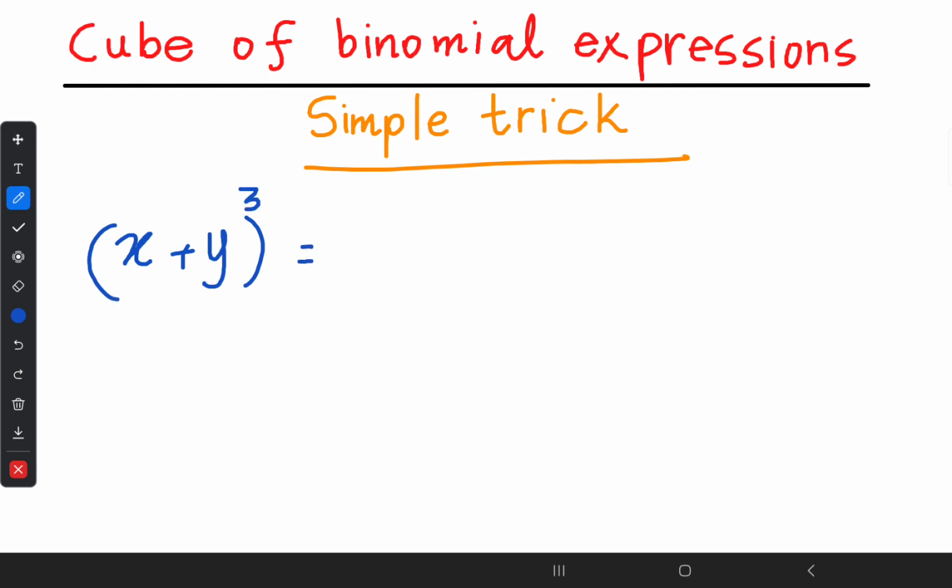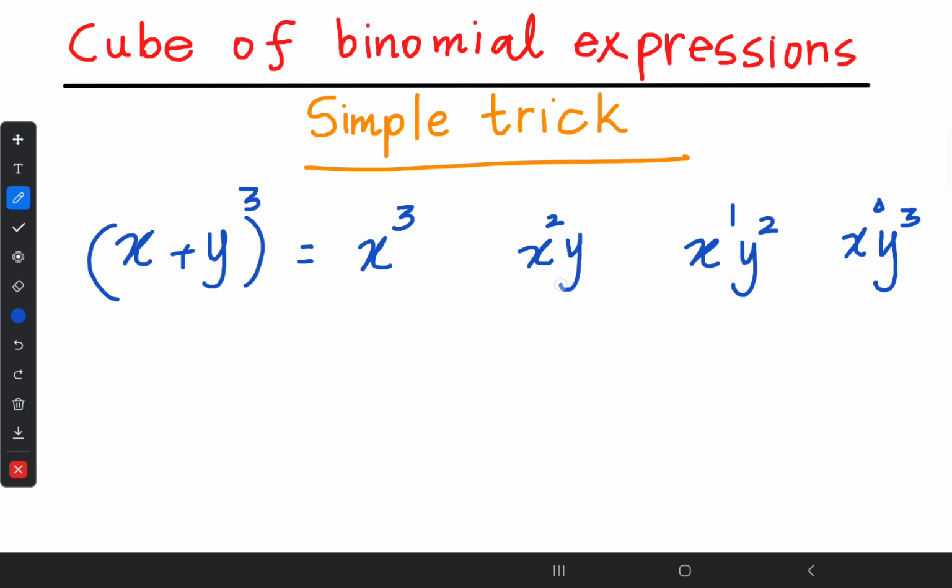First write x cubed. First write x and its cube, then x squared, then x with the power of 1. Thereafter x with the power of 0. Thereafter, from the last, write like this: y cubed, y squared, y with the power of 1 and y with the power of 0.